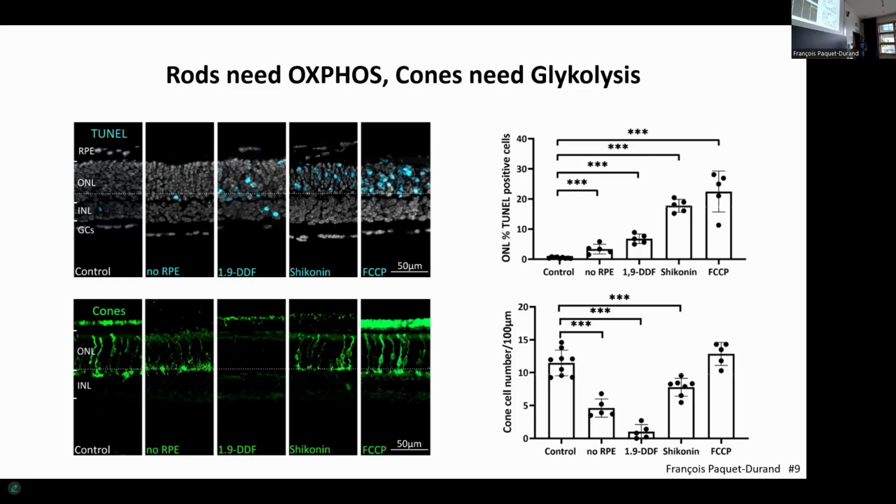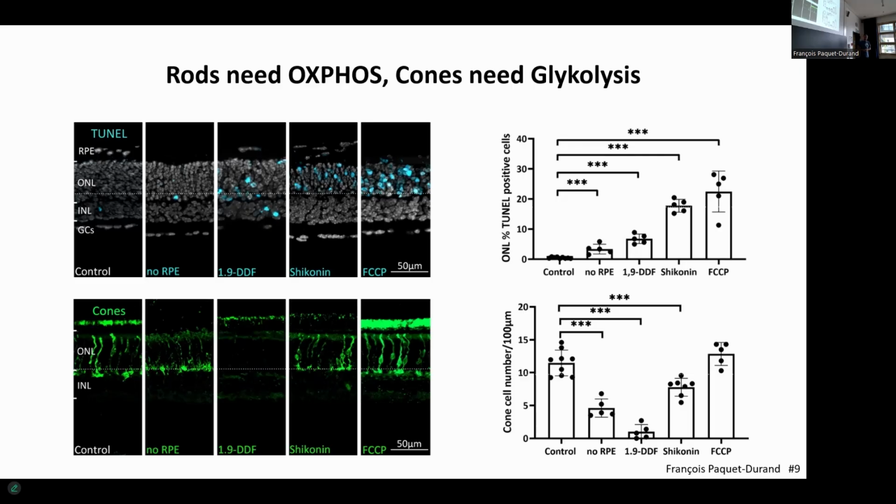On the other hand, tampering with glycolysis, blocking glucose import, that's really bad for cones. So the conclusion was rods need oxidative phosphorylation. Cones appear to be dependent more on glycolysis.